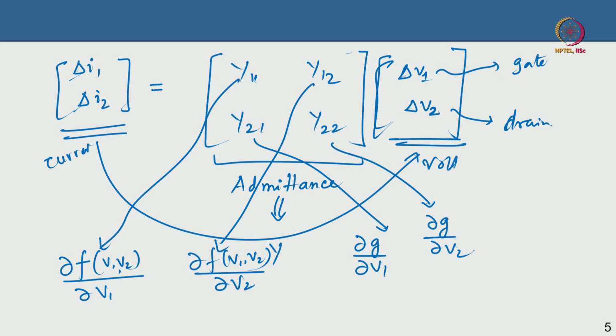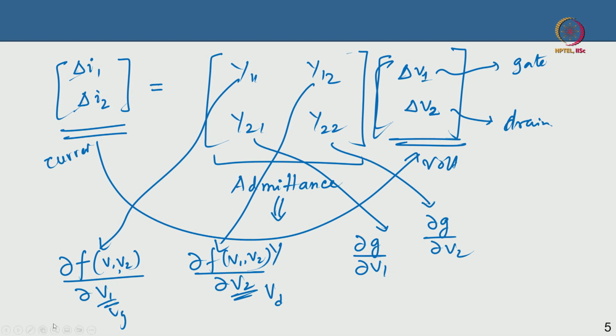So I am representing the function with partial differentiation because it depends on both V1 and V2. This is the input voltage, like the gate voltage, and this is the output voltage, like the drain voltage. Just remember that. Okay. So the Y matrix relates the current perturbation to the voltage perturbation. This is all fantastic, but I have to build a physical model of this. I have to build a physical understanding of how this is going to help me build a transistor small signal model.